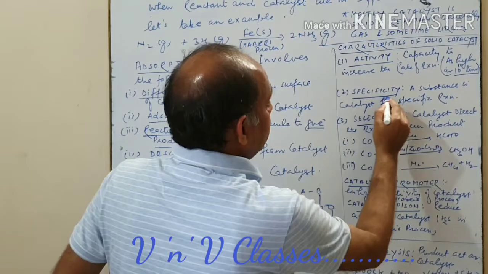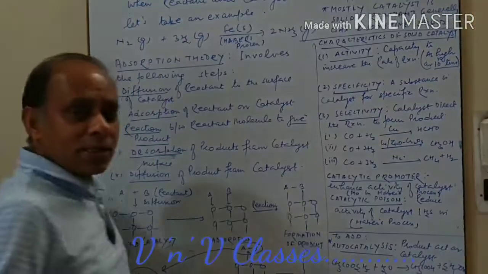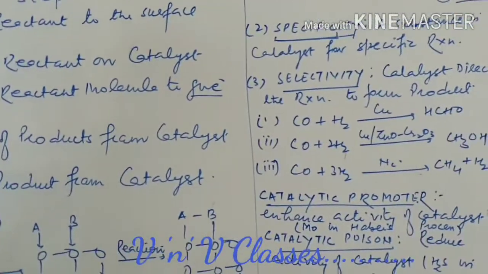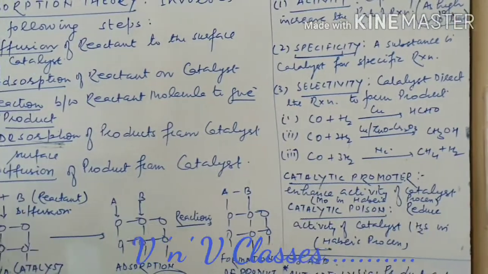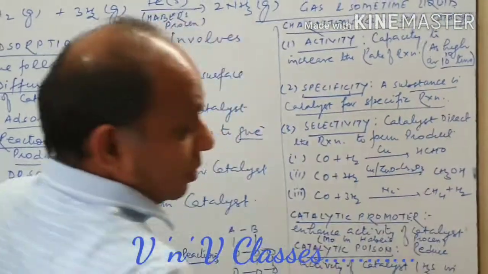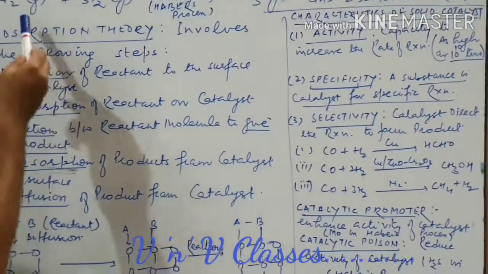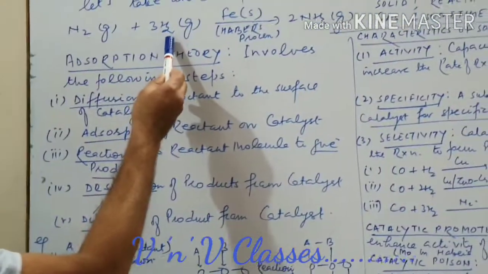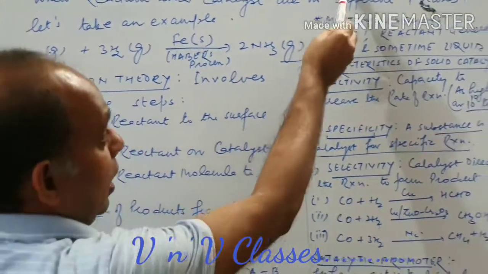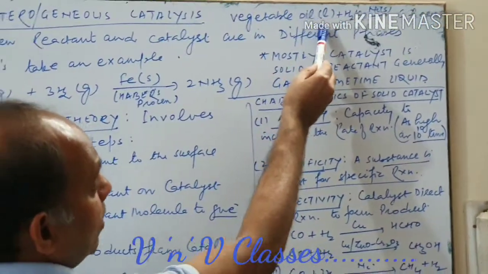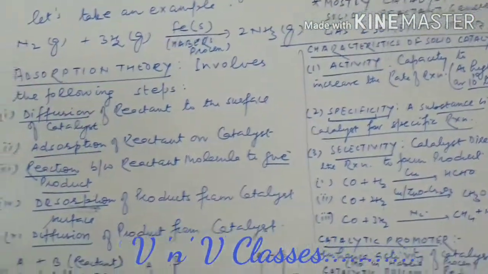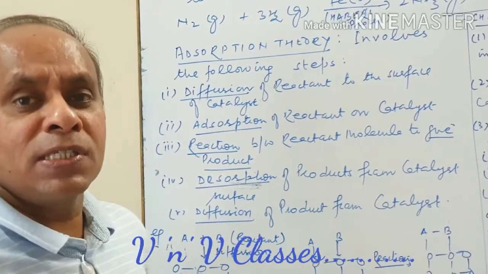Specificity comes from the term specific, which means every substance cannot catalyze all the reactions. A particular substance is a catalyst for a specific reaction. You see, here for the nitrogen and hydrogen reaction, we are using iron as catalyst. In this hydrogenation of vegetable oil, we are using nickel as a catalyst. It shows that yes, catalysts are highly specific in nature.